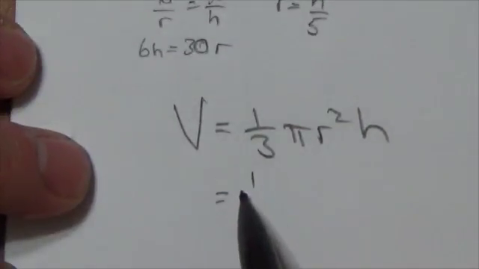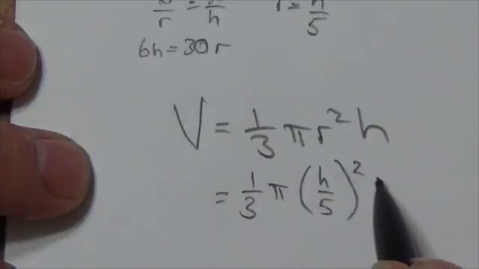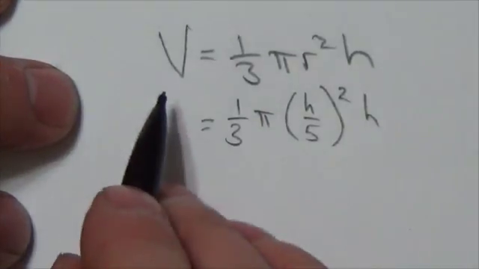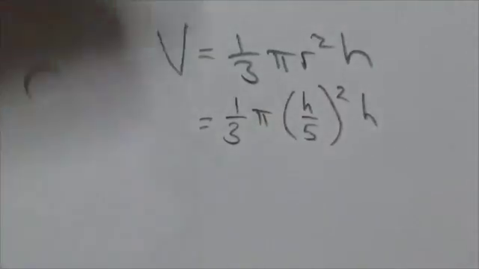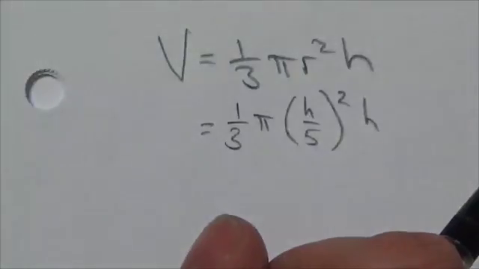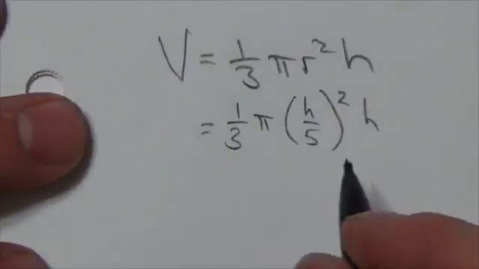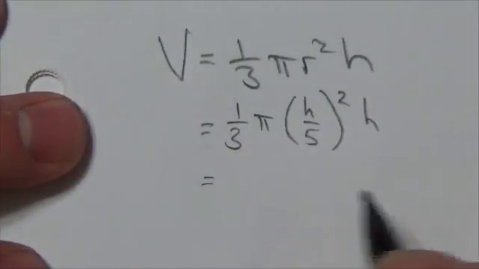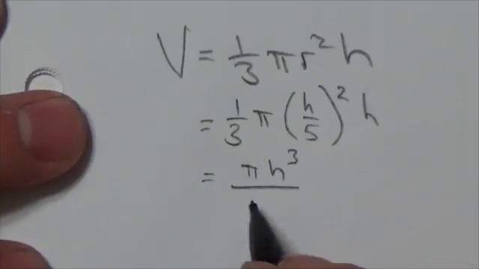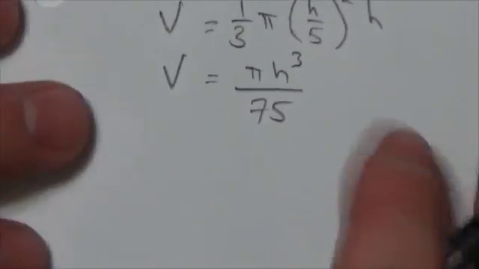So now I can rewrite this and make this 1/3 pi (h over 5) squared times h. Well now I've got an expression for volume that's in terms of just h, and I love that. That's great. Because now when I take the derivative, I'm going to get the dV/dt popping out, which is good. I know what that is, and I'm also going to get the dh/dt popping out here. So when I simplify this, we are going to get pi h cubed all over 75, and this is my volume. All right, now I'm good to go.